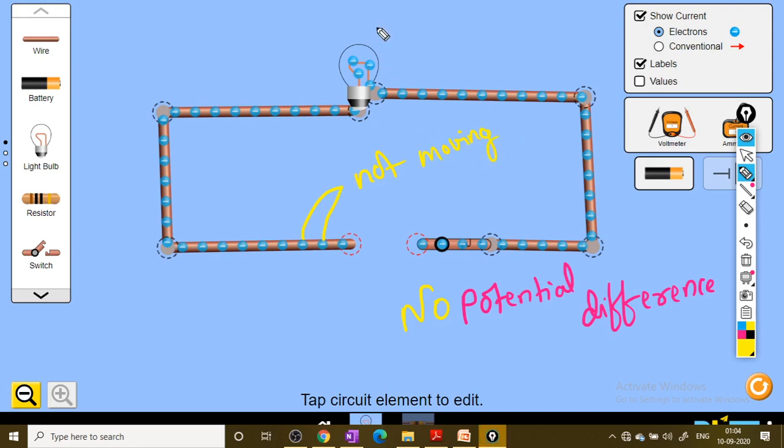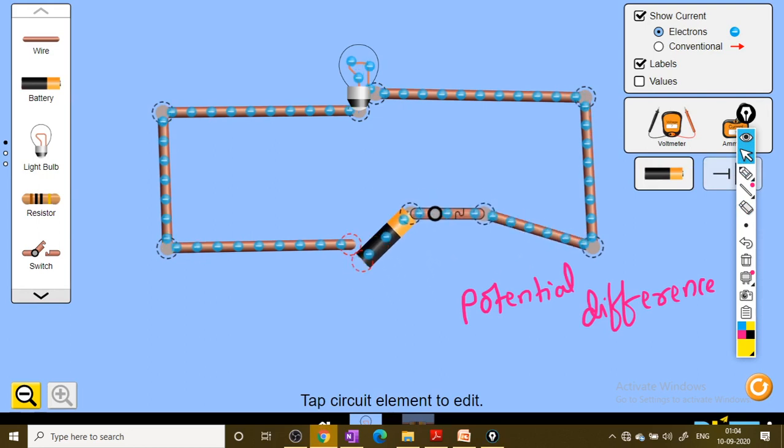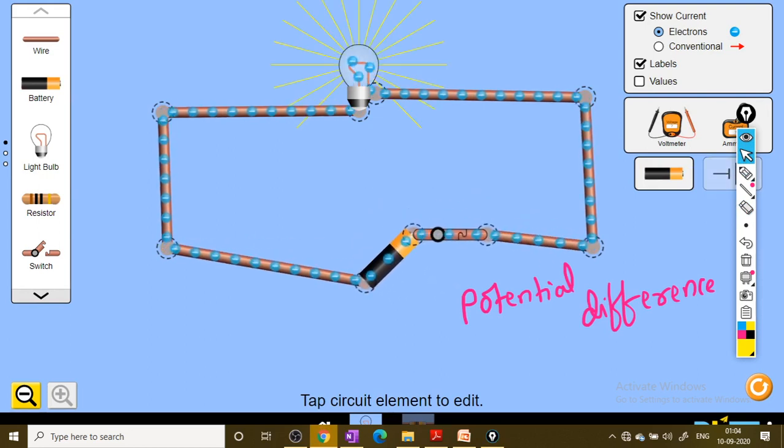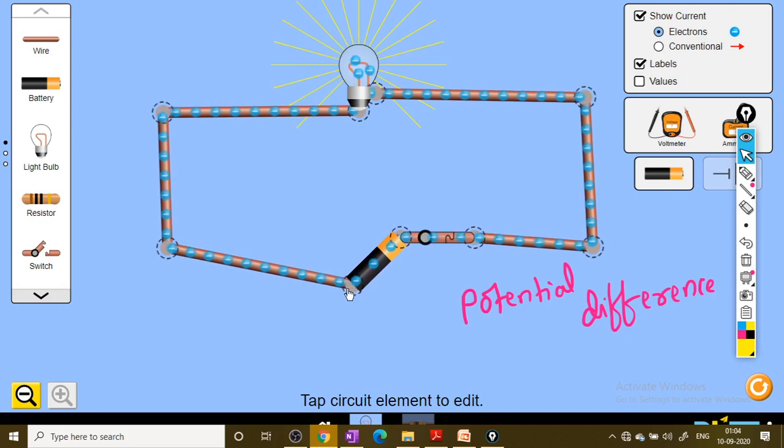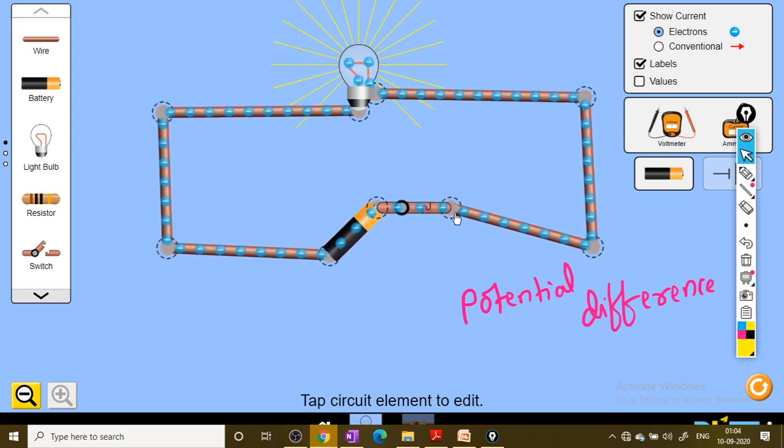If they do not move, the bulb won't function at all, because no current is flowing through the bulb. So to move electrons, what is required? The required thing is the cell. The cell is the very important component here.